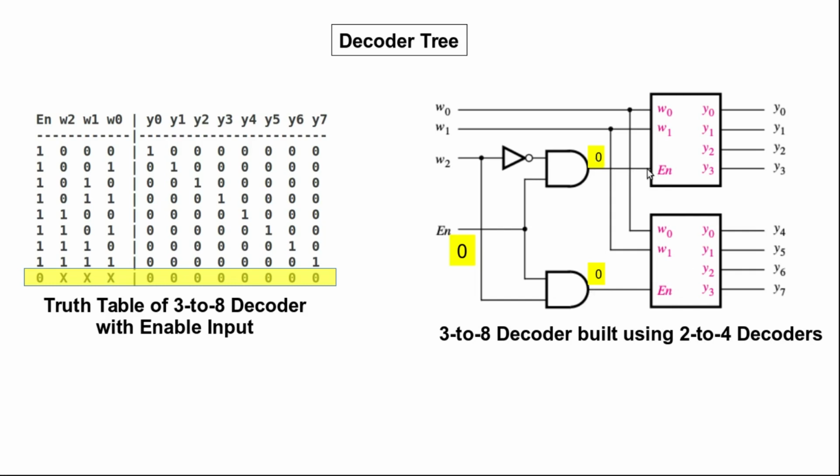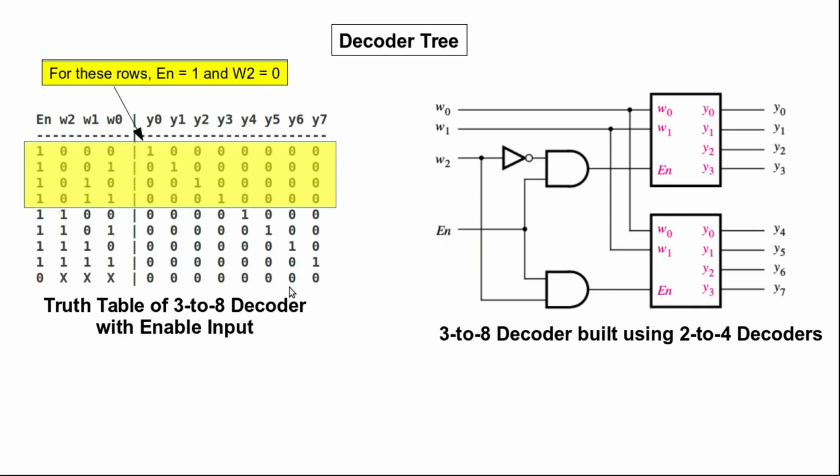Now since the enable input of the first 2 to 4 decoder is 0, if you remember the truth table, all the outputs will be equal to 0. And similarly for the second 2 to 4 decoder, since the enable input is 0, all the outputs will be equal to 0. So now if you compare the outputs here with what we have in the truth table, they are matching. So this logic circuit, if we give the enable input equal to 0, the outputs will be as shown in the truth table.